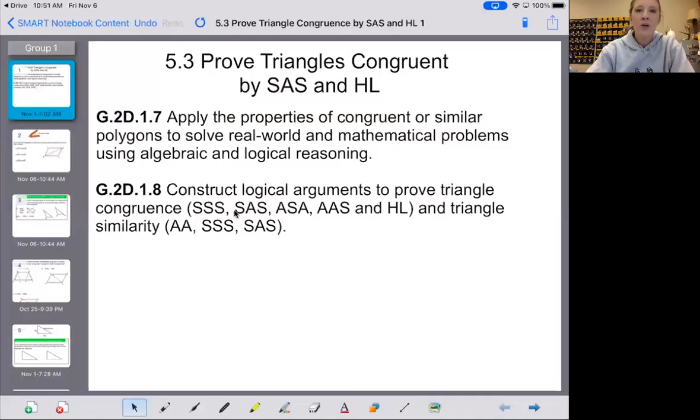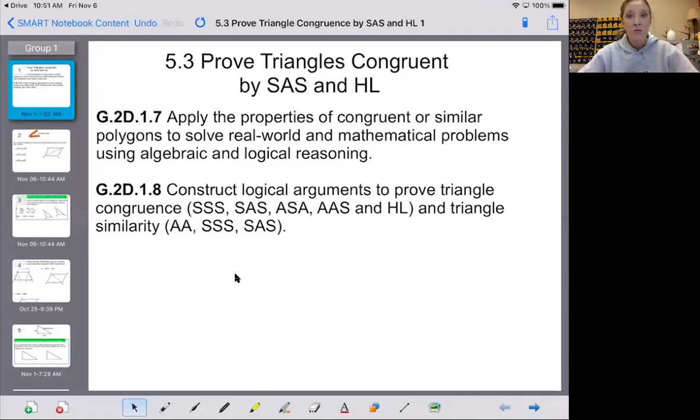Hey everyone, we are going to be doing section 5.3 today, which is talking about two more shortcuts on proving triangles are congruent. So just to recap, at the very beginning of the chapter, we talked about when two triangles are congruent, all six parts were the same. So all three angles were congruent, and all three sides were also congruent. And then we were like, okay, well, that's a lot of little pieces to have to prove. And so we've been talking about these shortcuts on proving triangles congruent.